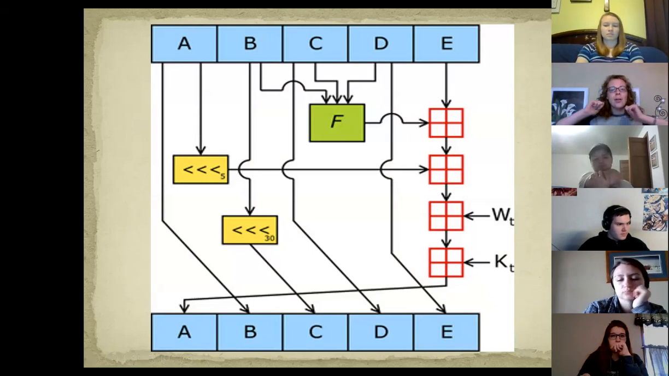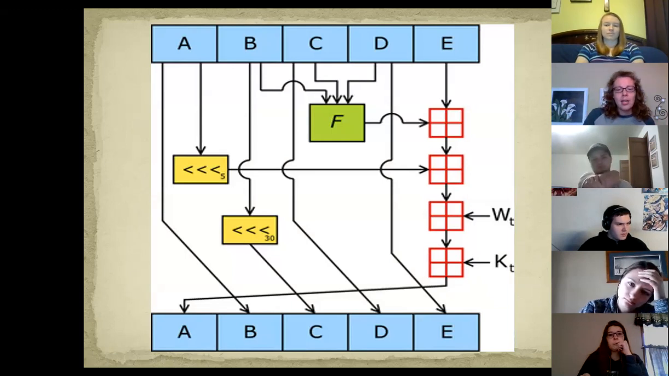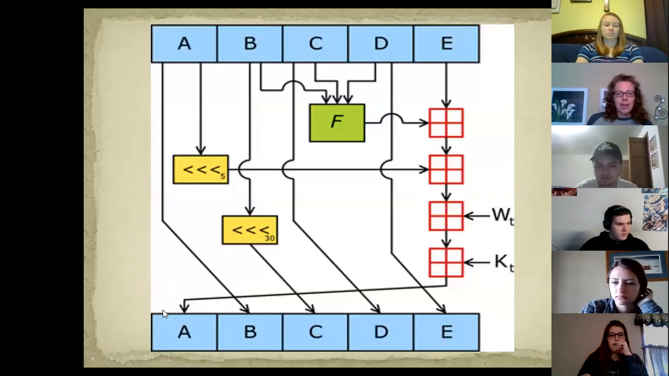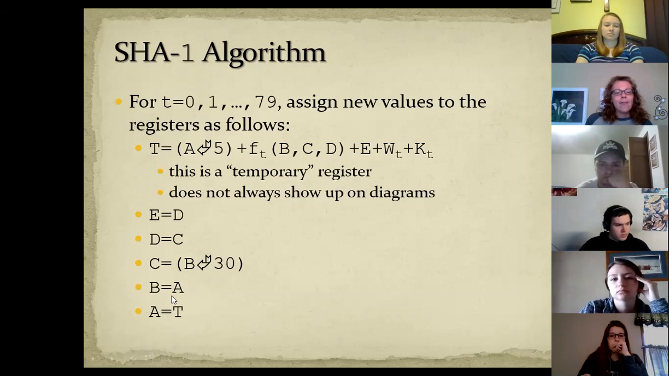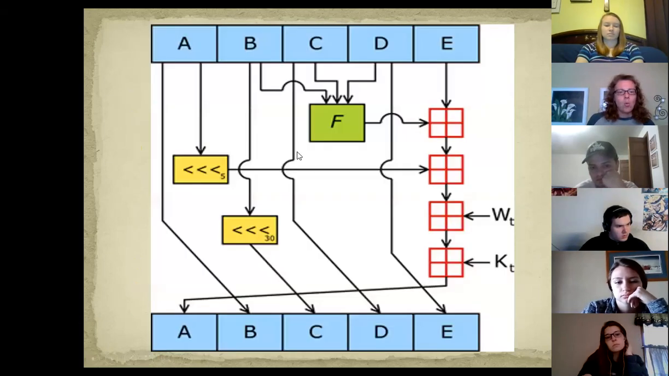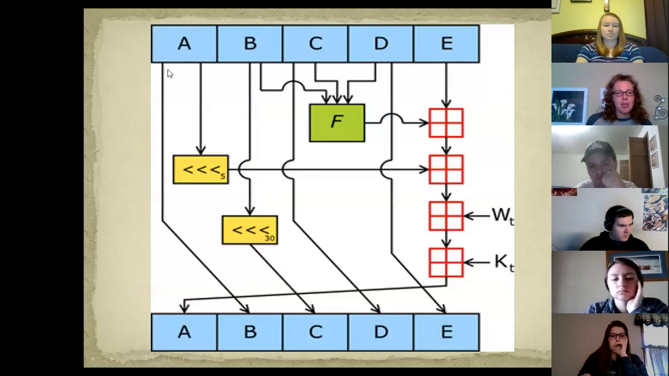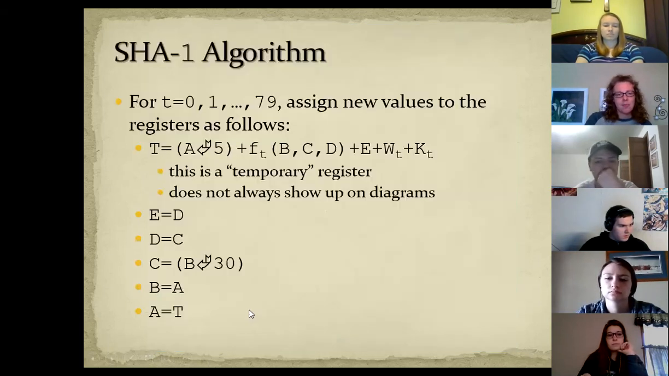We have to assign new values to the registers. So here's how I assign new values to the registers. I'm going to take that temporary value and put it into A. Whatever was in A, I'm going to put into B.